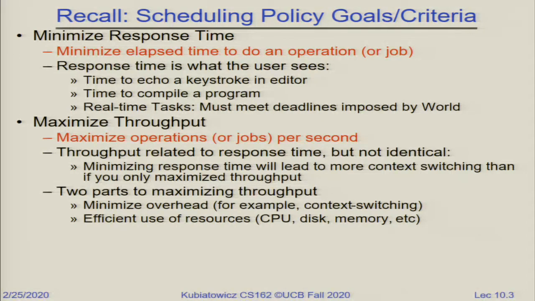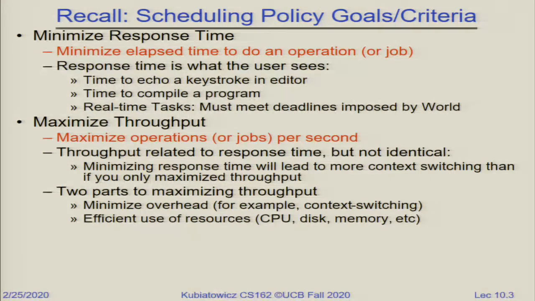The other thing that's not necessarily compatible with minimizing response time is maximizing throughput. So here, maybe in the cloud, you're trying to maximize the number of operations or jobs per second. It's related to response time. So if you make your CPU faster, your response time will be faster. But that just goes without saying. But if you're really keeping the CPU the same and you want to maximize throughput versus minimizing response time, those are different scheduling policies, okay?